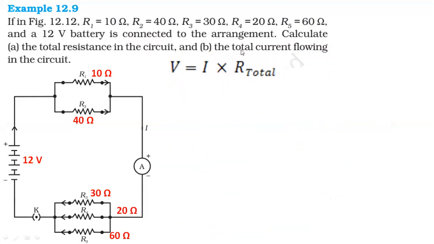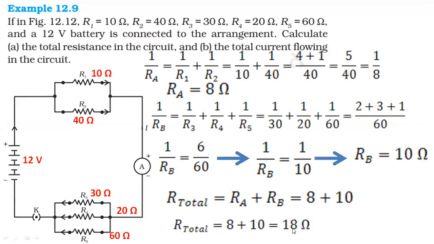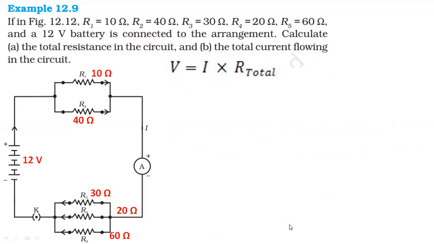Okay. The second thing they're asking us is the total current. So that we can also find, we have to use Ohm's law. So V is equal to I into R total. This R total we already have. How much is the value? 18 ohm. So that value we know. We have to calculate I. V is already given. What is the potential difference? 12 volt. So let us put those values. 12 is equal to I into 18 ohm.